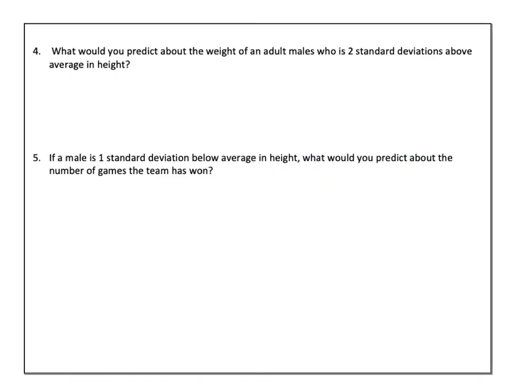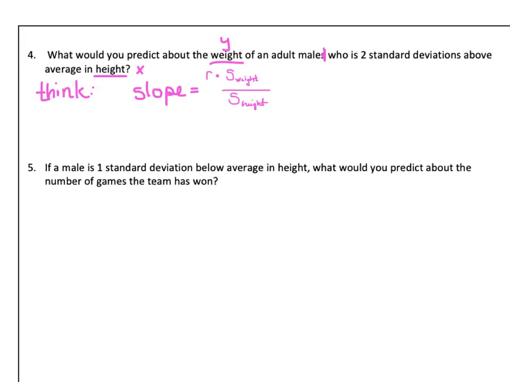What would you predict about the weight of an adult male who is 2 standard deviations above average in height? To answer this, we need to think about what we know about slope. So slope is defined as r times the standard deviation of, in this case, weights divided by the standard deviation in your heights. Change in y over change in x. So this means that for every change of 1 standard deviation in height, we are going up r standard deviations in weight.